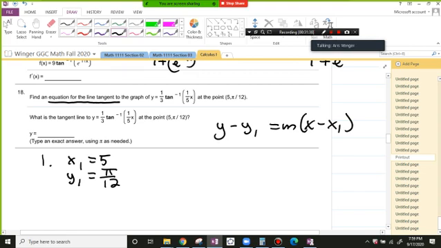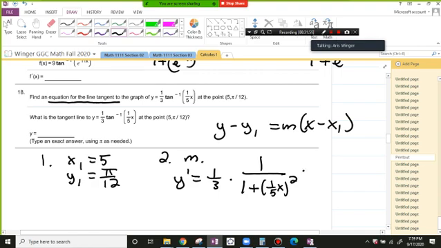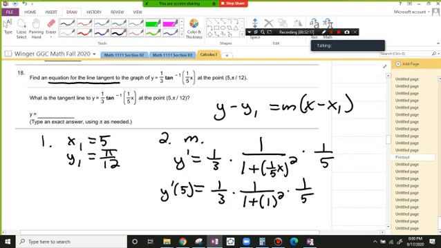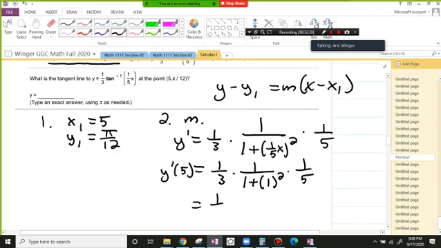We need the derivative for m. Y prime equals 1/3 times 1 over 1 plus 1 over 5 x squared times the derivative of 1 over 5x, which is 1 over 5. I want to know this at 5. Y prime at 5 is the slope I'm looking for. This is 1 over 3 times 1 over 1 plus 1 squared times 1 over 5. This is 1 over 3 times 1 over 2 times 1 over 5, 1 over 30.